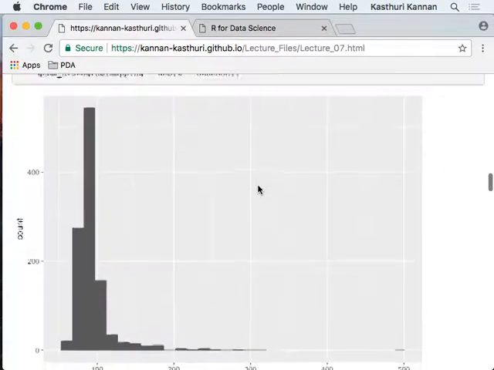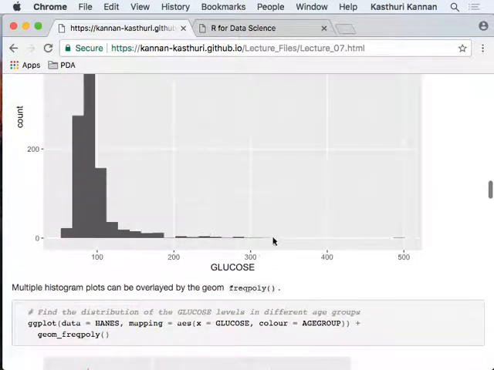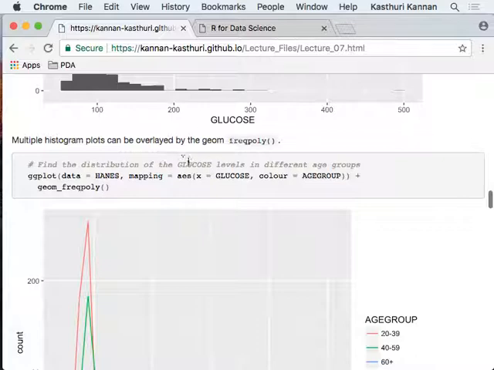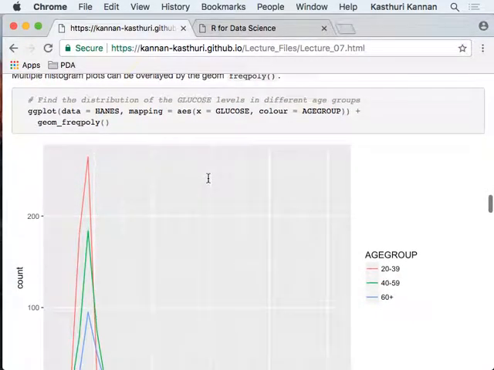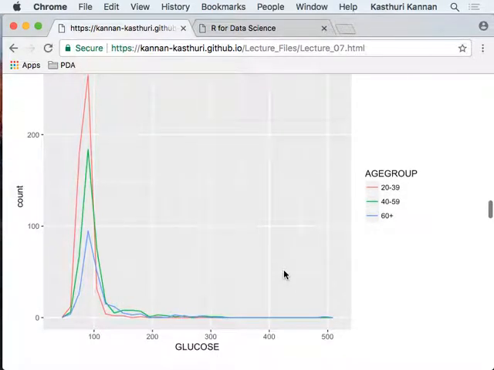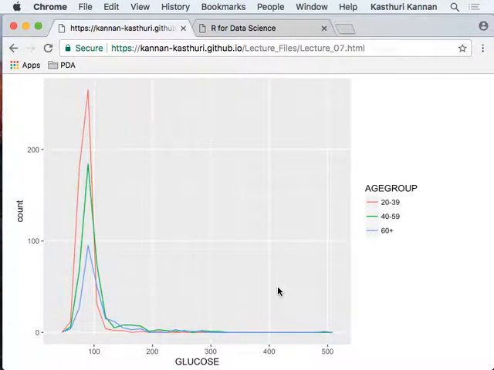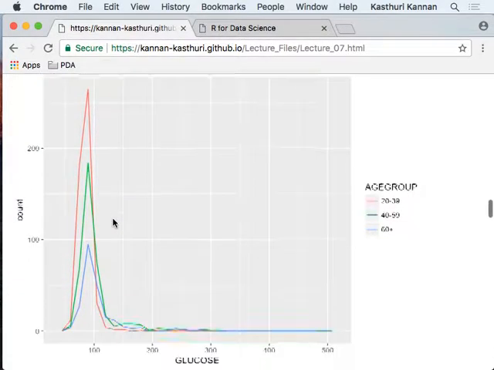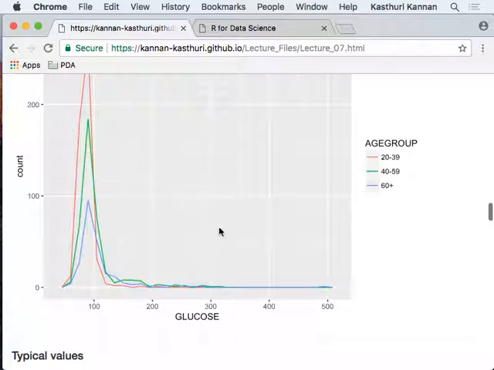For continuous variables, you don't really have to choose the bins. Initially the ggplot algorithm optimizes and chooses the bin size for you. Also, you can plot multiple histograms, not just one, and color them so that you can visualize how the distribution looks. For instance, I'm here using the glucose levels for different age groups, and this geom is given by geom_freqpoly. The freqpoly is going to give you the distribution according to age groups.